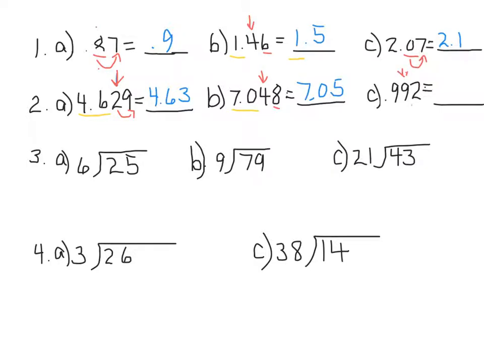The digit next door is a 2. That means it's 4 or less, let it rest. Everything in front of that is going to stay the same. So I'm going to write down 0.9, and my 9 stays the same because I let it rest.